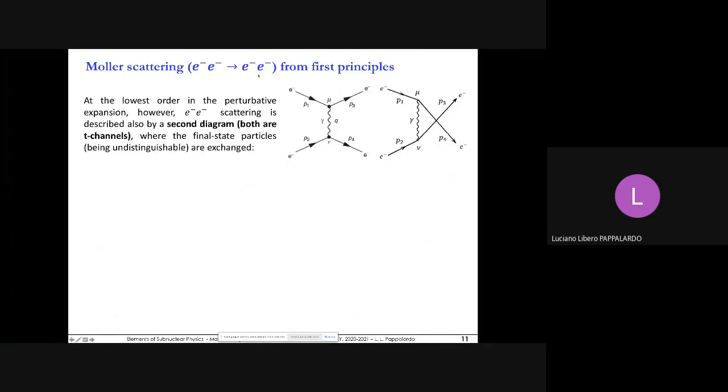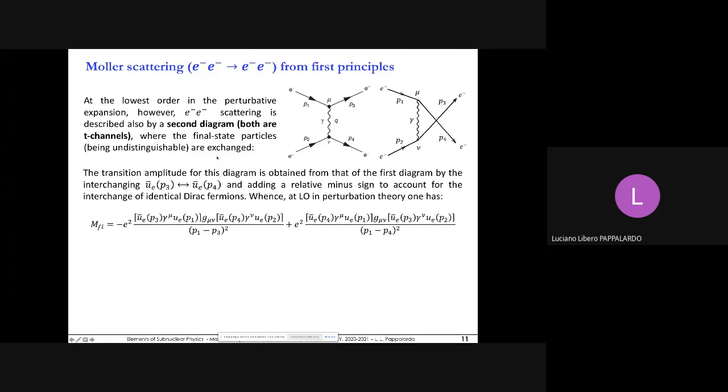Still on the Moller scattering, this is not the end of the story, because at the lowest order in the perturbative expansion, the Moller scattering is described also by a second diagram that you see here, where both are t channels, where the final state particles, which are indistinguishable, both electrons, are now interchanged. You see? Now the electron line coming from the upper vertex has momentum p4, and the electron line coming from the lower vertex has momentum p3. Since you can never distinguish between these two electrons, you have to take into account both diagrams and their interference in principle.